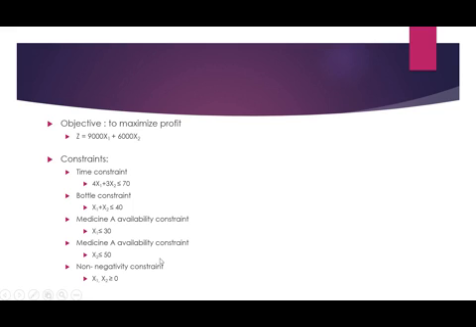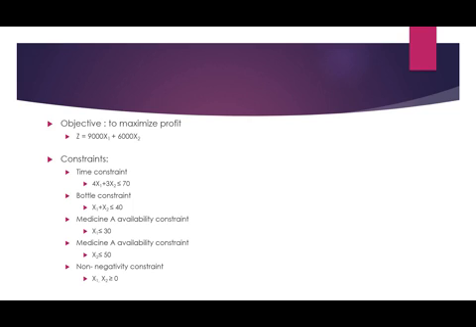Medicine B, maximum you can manufacture only 50,000. So x2 is less than or equal to 50. And the number of thousands of bottles that you manufacture cannot be negative. Therefore, the non-negativity constraint will be x1, x2 greater than or equal to 0.